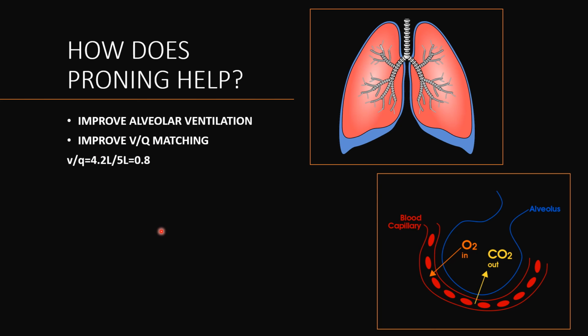In the ARDS patient it will be mismatched. But what happens in proning? Proning helps to improve this VQ matching by opening up more and more alveolar spaces, increasing the surface area, and giving more gaseous exchange. So the ventilation and the perfusion will also increase.